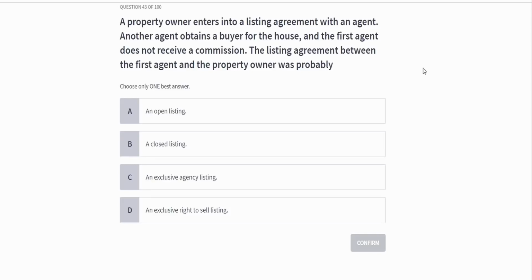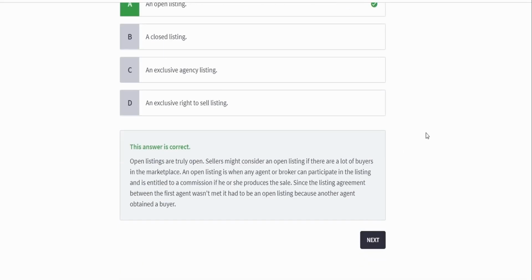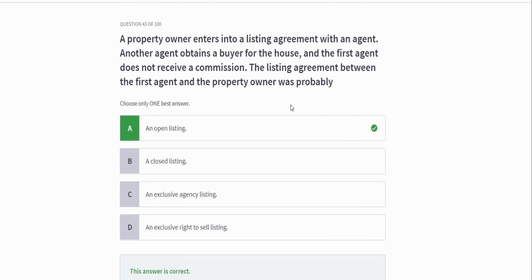Alrighty, guys, what's our answer for this one? Well, it's going to be A. It's an open listing. Why? Well, open listings, guys, they're truly open. Sellers might consider an open listing if there are a lot of buyers in the marketplace. An open listing is when an agent or broker can participate in the listing and is entitled to commission if he or she produces a sale. It had to be an open listing because another agent obtained a buyer. So really the proof is in the pudding, as they say.